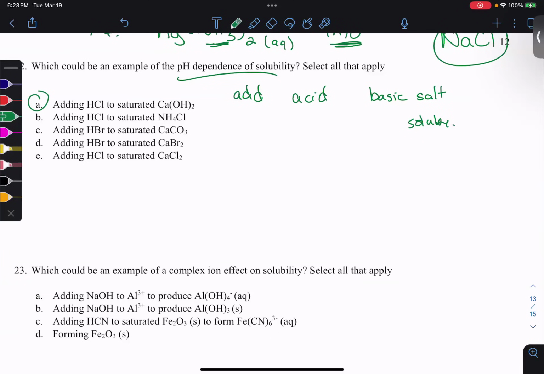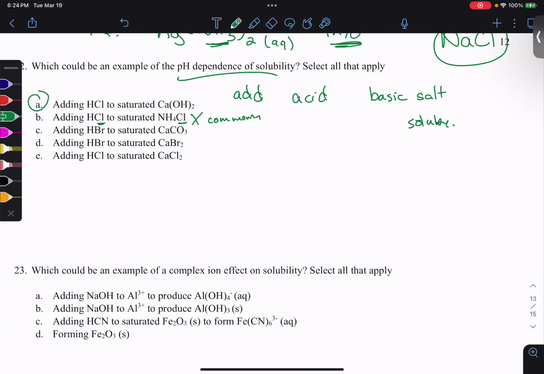Adding HCl to saturated ammonium chloride, is that an example of pH dependence? HCl is an acid. Ammonium chloride is actually a what? Also an acid. So adding two acids together is not going to affect solubility at all. Actually, what does that exemplify? That is actually the common ion effect, right? There's a common ion effect there because it's chloride, but that doesn't increase solubility. Adding HCl to ammonium chloride will make it less soluble, in theory.